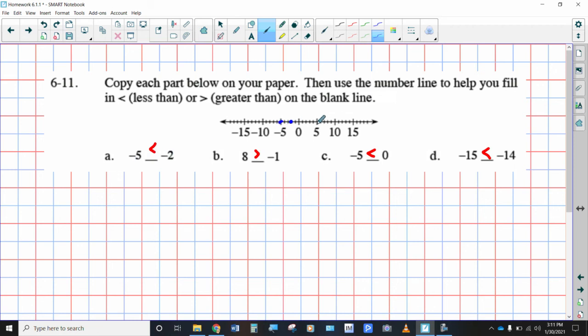8 is here, and -1 is right there. So 8 is farther to the right on the number line, so 8 would be greater than -1. And then 0 is greater than a negative number, and -15 is actually farther to the left than -14. So -15 is less than -14.